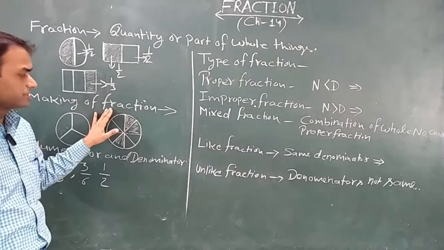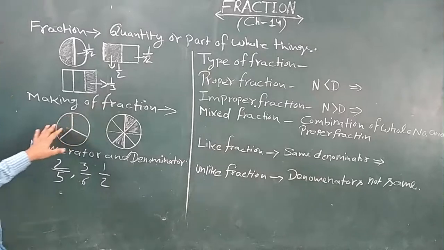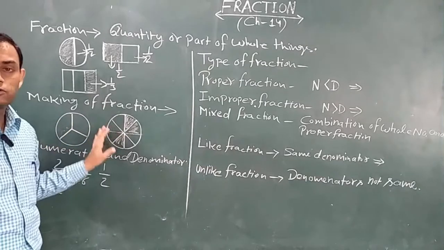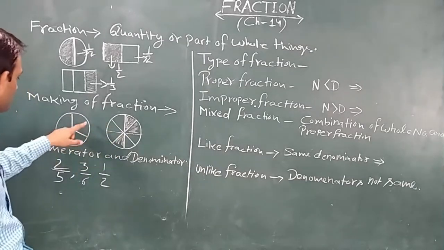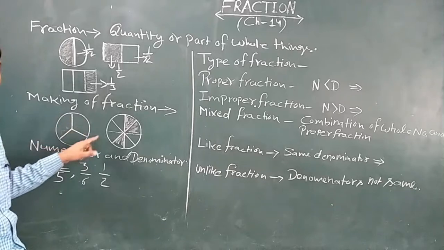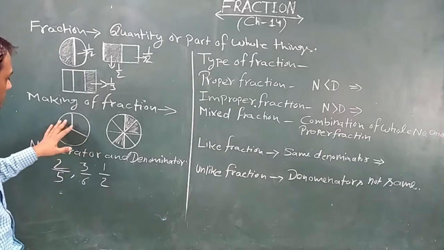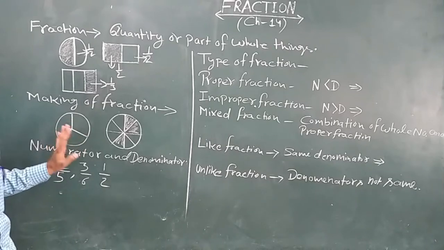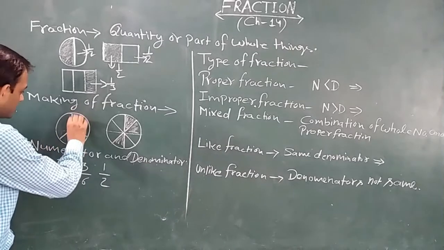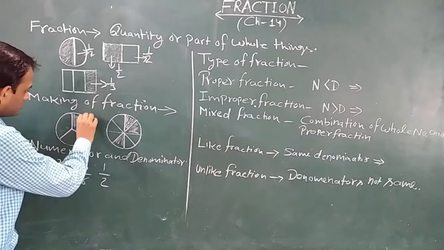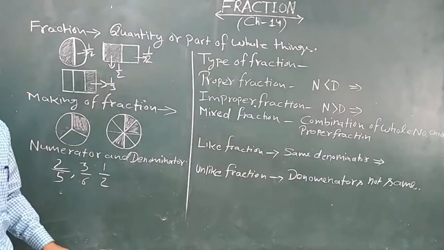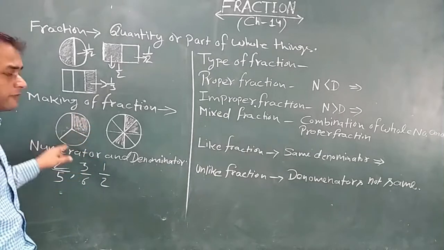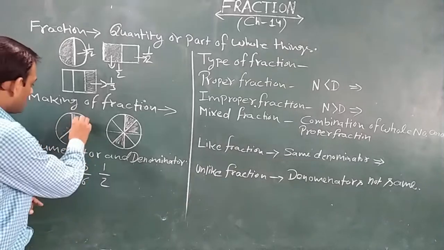Now how will we make the fraction of the whole thing? You must have understood in the previous classes how we write the fraction of the whole thing. Suppose this whole circle is there and we have divided this whole circle in 3 equal parts. Got it? Now I am shading one part of this. So how do you write the fraction of this shaded part?